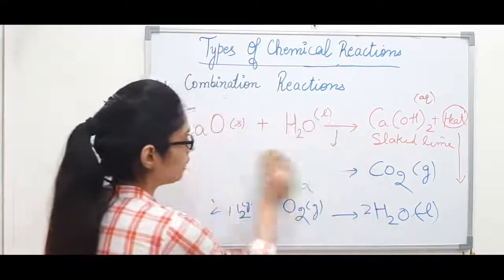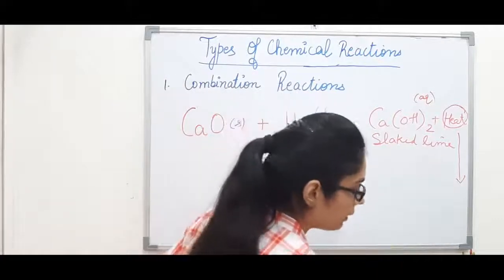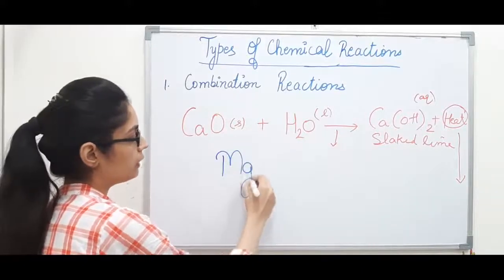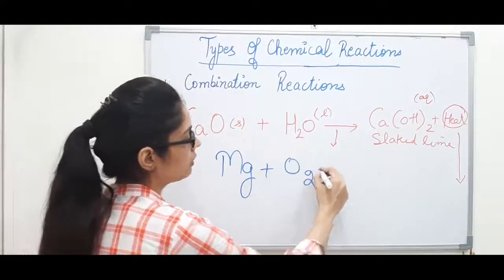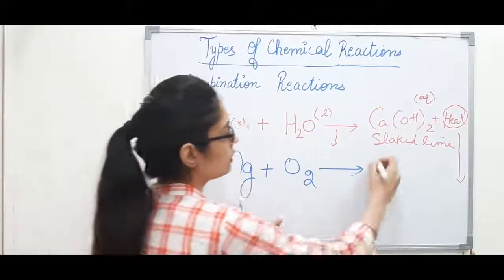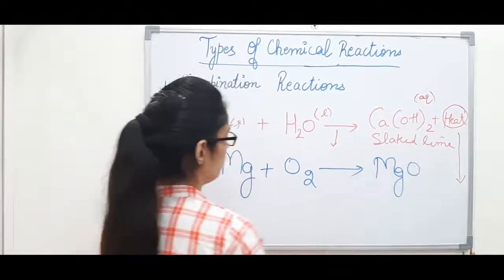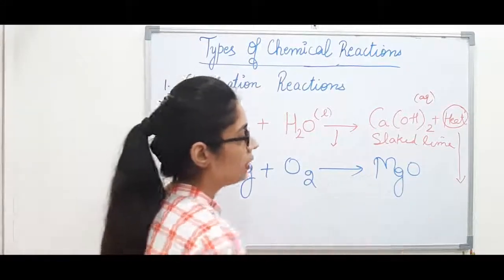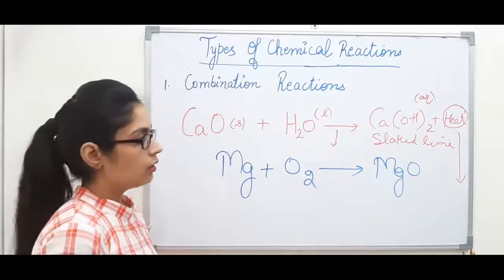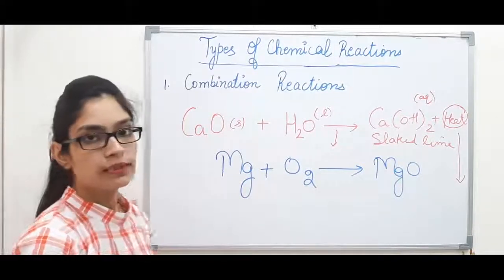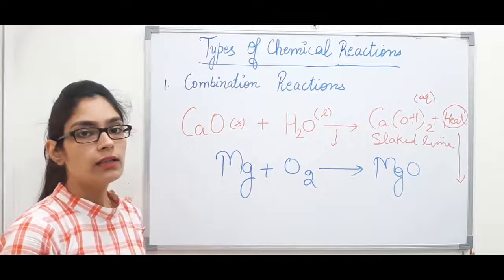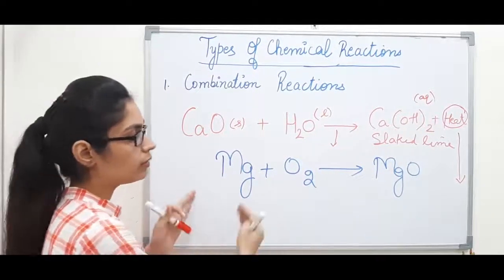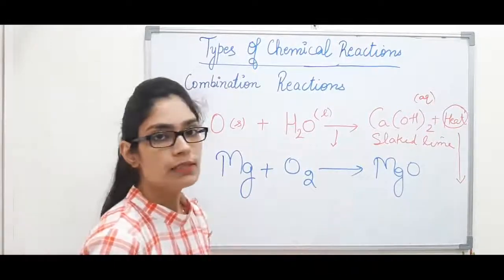We can take so many examples, one or two I can take, which we did at the start of this chapter. Magnesium plus oxygen. If I am adding magnesium and oxygen, it's giving me magnesium oxide. Again, two reactants are adding together to give me a single product. So all these were examples of combination reaction, where two or more reactants are combining together to give me a single product.